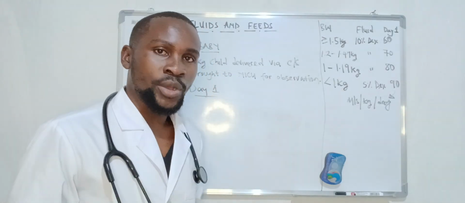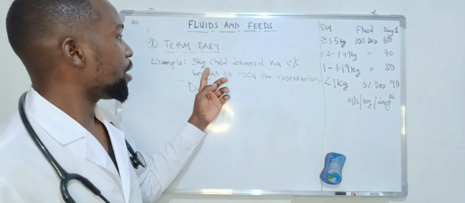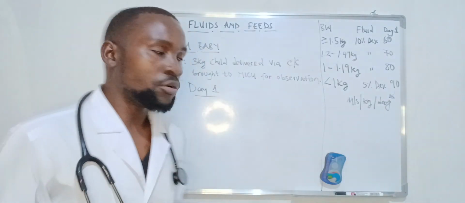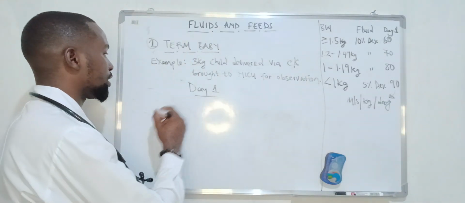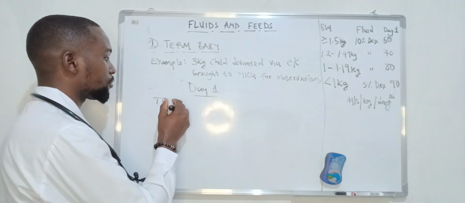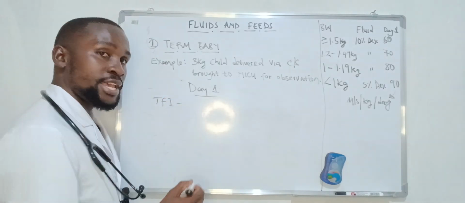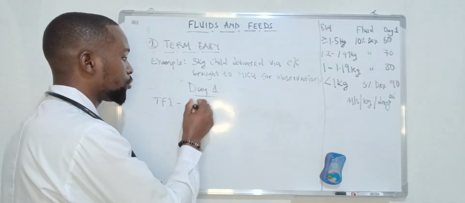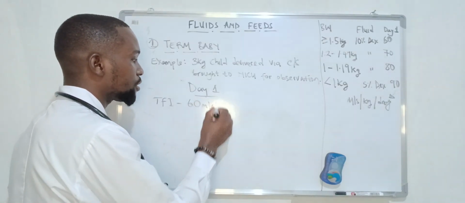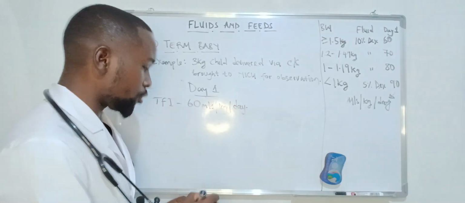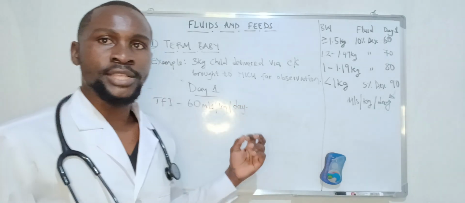So day 1, what are we going to feed? Remember the child is 3 kg, so we're starting the child on 60. So day 1, the child is supposed to be given the TFI. TFI stands for total fluid intake. So TFI in this child is going to be 60 ml per kg per day. So this child is supposed to receive 60 ml per kg per day.